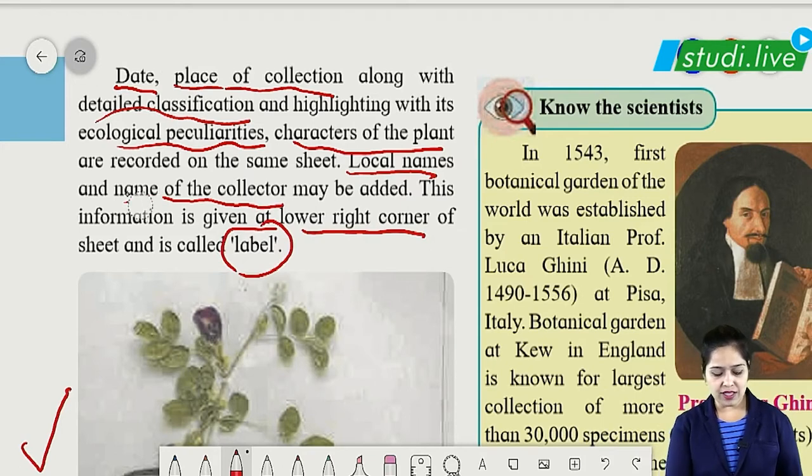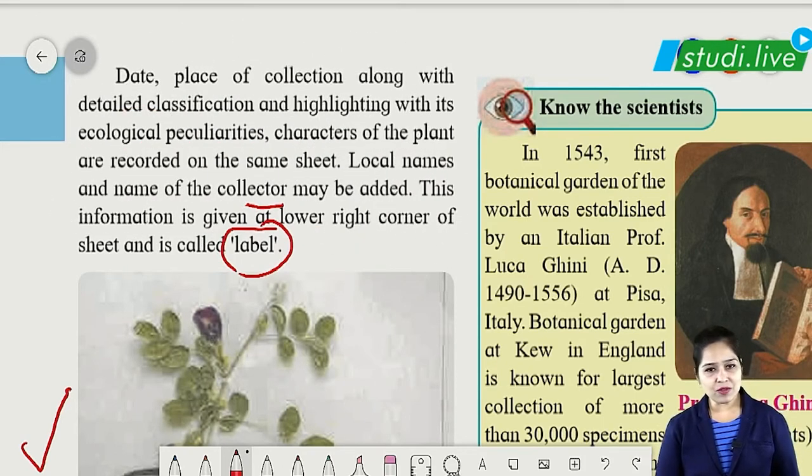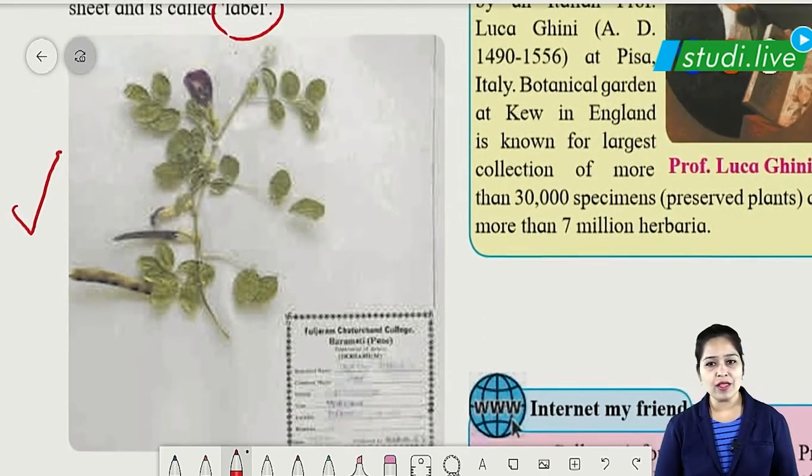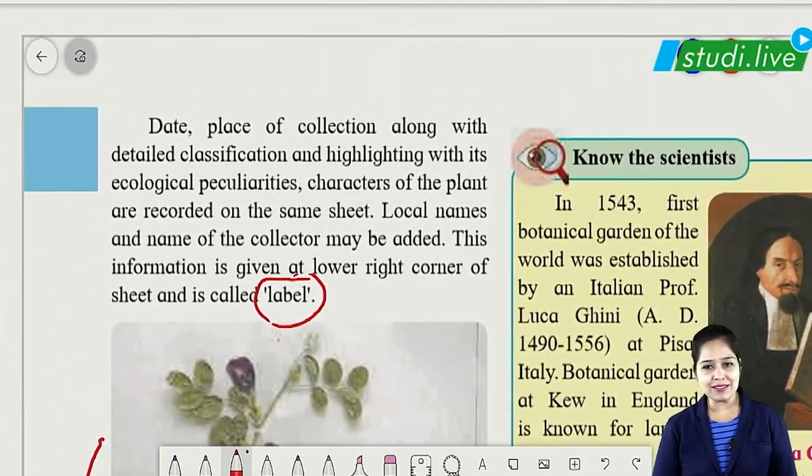So what is given in the label is the date, the place of collection along with detailed classification, highlighting its ecological peculiarities and characters of the plant. They all are recorded on the same sheet. And the local name, for example, mango is a local name and the scientific name is Mangifera indica, and the name of the collector is also added. All this information is given on the extreme right hand side corner of the page, and this is called the label.